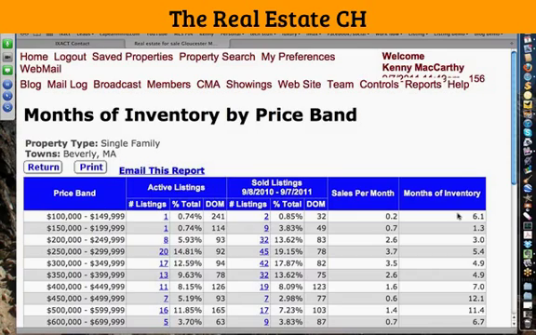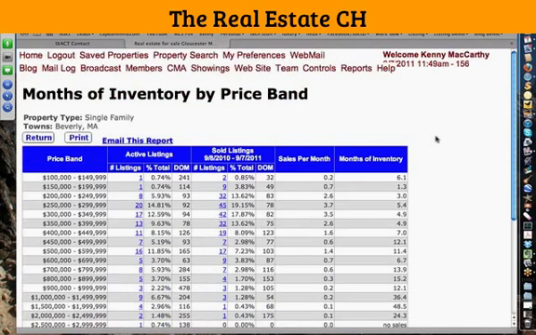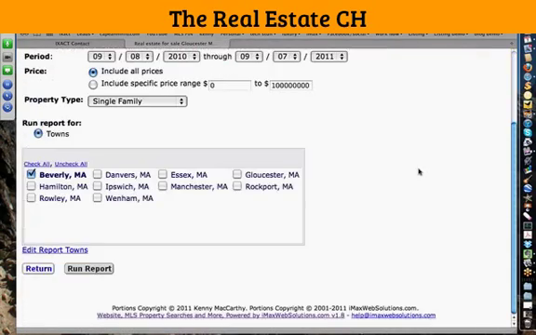That's the months of inventory by price band. That's my favorite. If I had to live on a desert island with one seller and one report, it would be the months of inventory by price band. Okay, gets me all excited talking about that report.